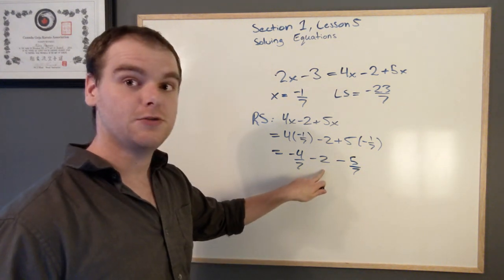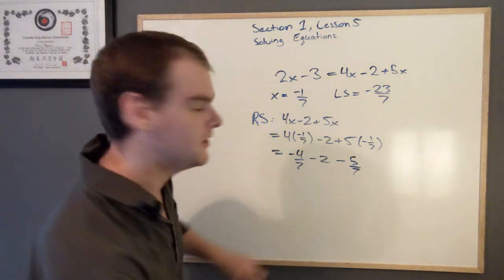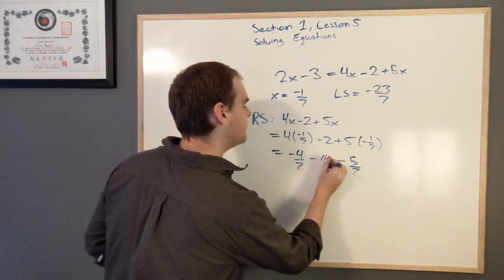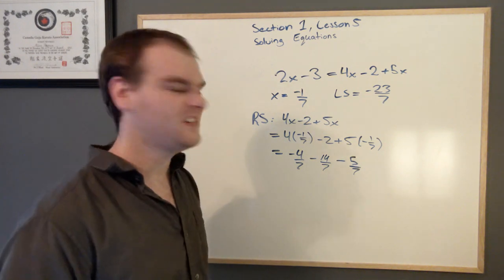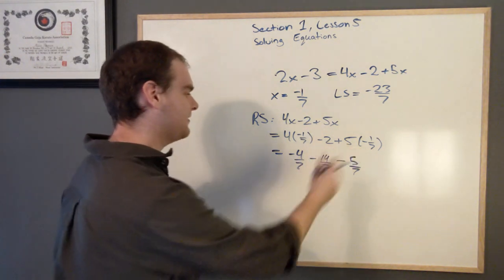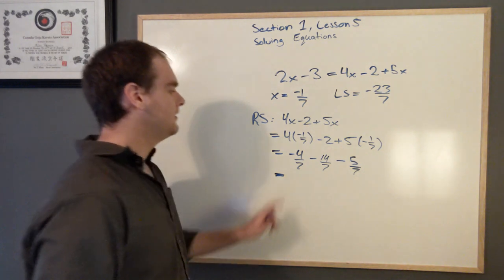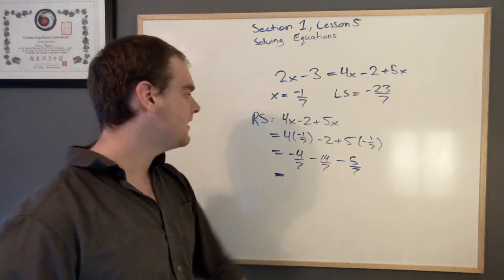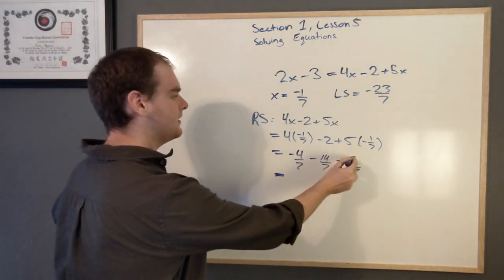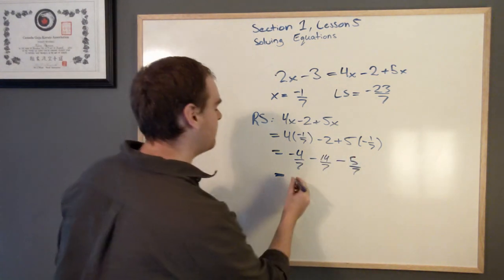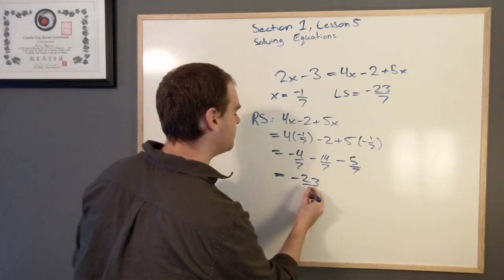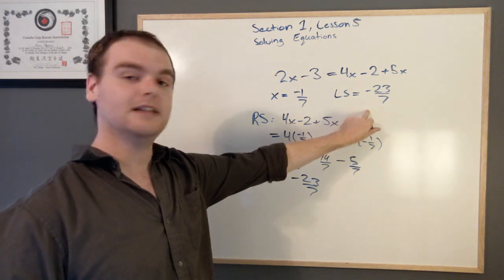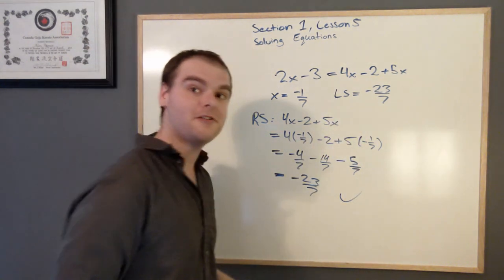Now I'm also going to change this 2 into a fraction with a base of 7, so the equivalent fraction here is 14 over 7. This is just going to make it a little bit easier on the next step when I go and add everything up. Now I go minus 4 over 7, minus 14 over 7, minus 5 over 7. That's 18. That's minus 5 is minus 23 over 7. And minus 23 over 7 is what we got on the left side. So that is verified.